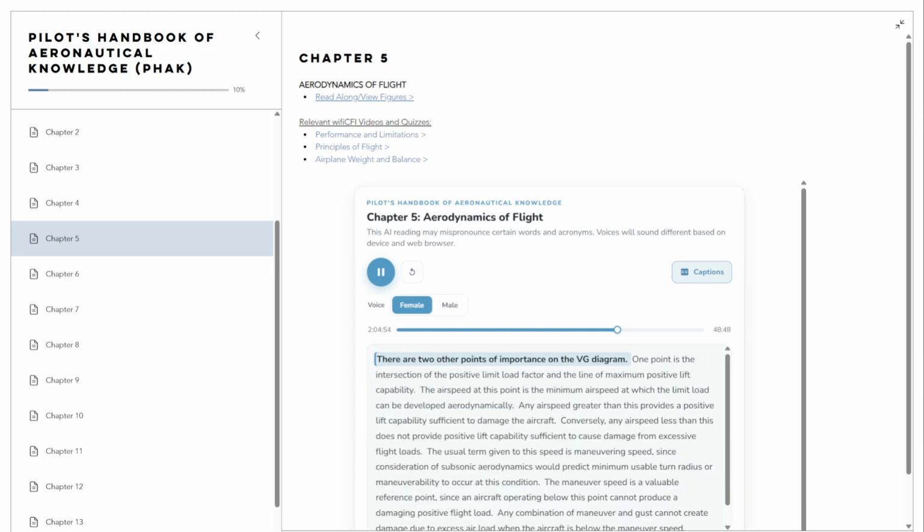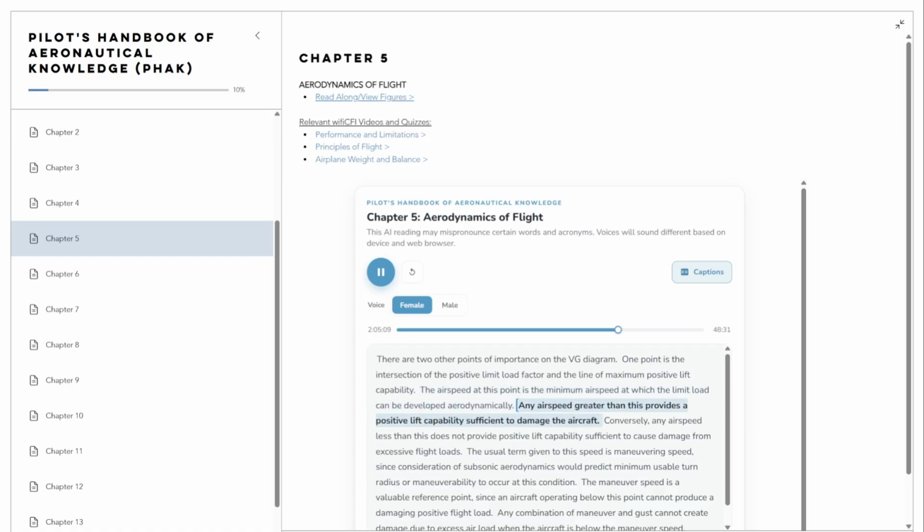There are two other points of importance on the VG diagram. One point is the intersection of the positive limit load factor and the line of maximum positive lift capability. The airspeed at this point is the minimum airspeed at which the limit load can be developed aerodynamically.